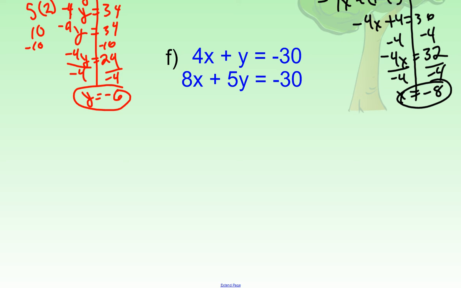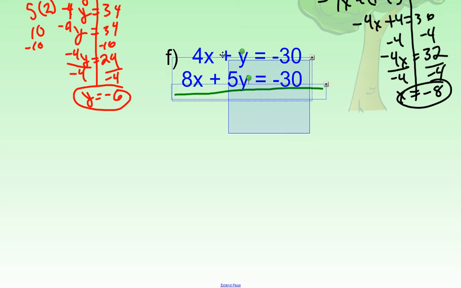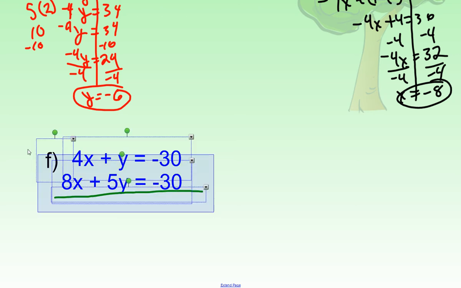And finally, the hardest of the bunch, simply because when you first look at it, nothing cancels. There are no common variables. I guess you could say, I can't make a straight line. Straight-ish. All right, I could say that these 30s cancel, but that doesn't help me out. Our goal is to get rid of one of the variables, not that constant. So I need to do some algebraic finagling. Multiply some stuff together.